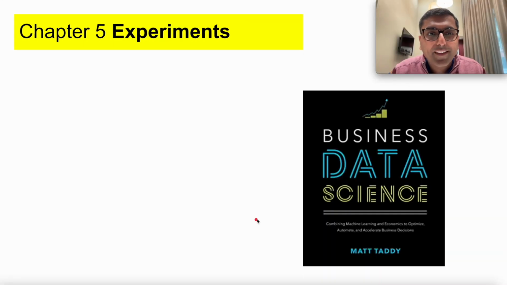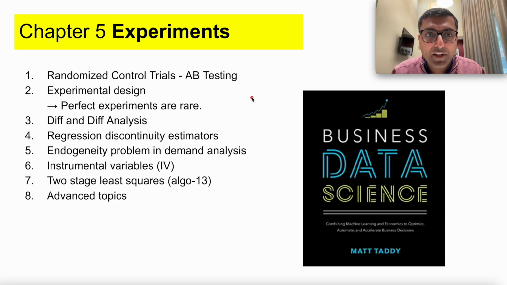Chapter 5, Experiments. This is going to be a very useful and practical chapter summary. We will learn about A/B testing, which is the bedrock of running experiments in production or experiments on your users so that you can make data-driven decisions. So that's randomized control trials or A/B testing.